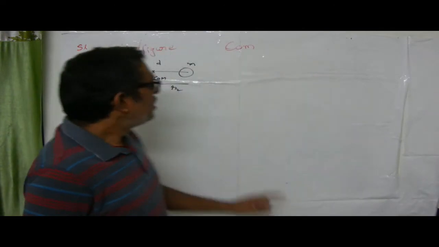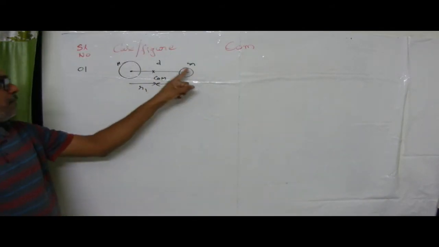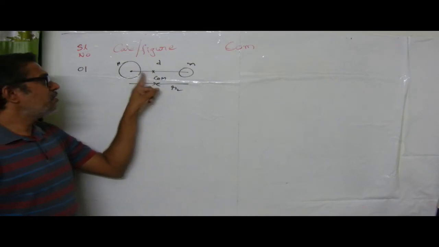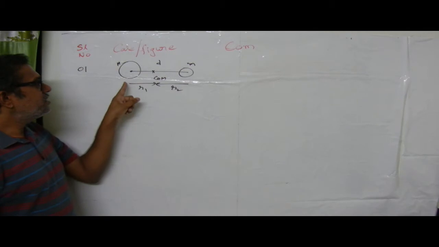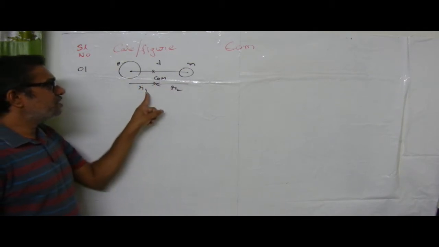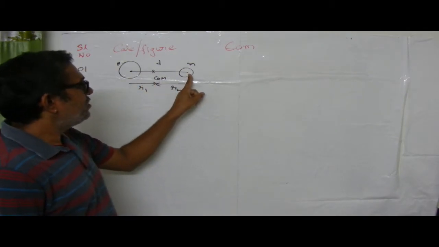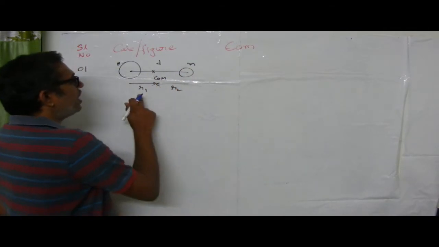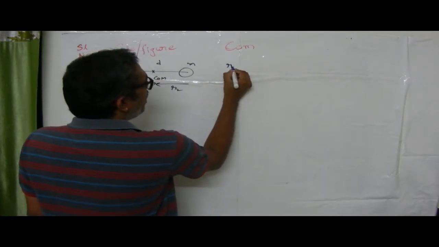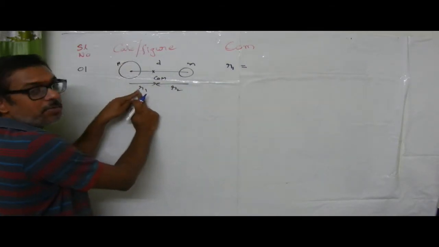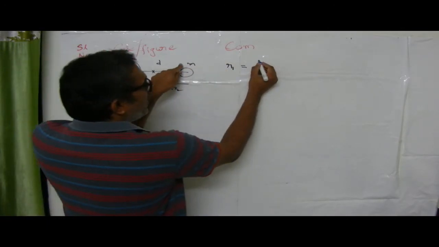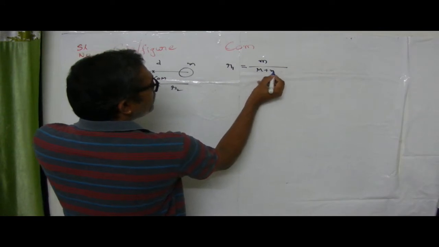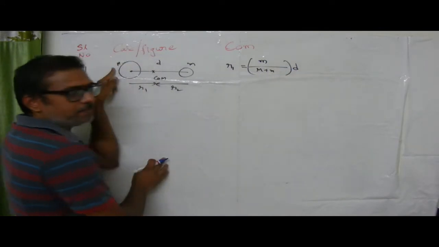Let us see. Now let M and m be separated by a distance of d. Let the position of the center of mass be located very near to the heavier mass. The distance from the heavier mass to the center of mass is r1, and the distance from the lighter mass to the center of mass is r2. How to write down the r1 and r2 values? Then r1 is equal to, remember carefully, take the opposite mass, small m, divided by the summation of masses, M plus m, into the distance between them.